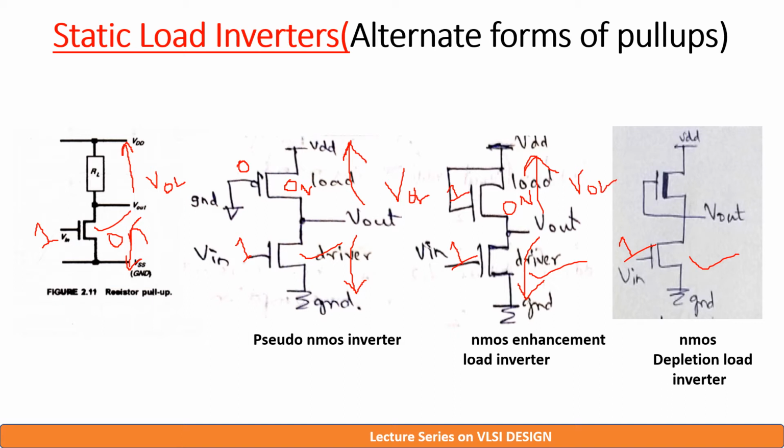Similarly, in fourth circuit, that is NMOS depletion load inverter, pull down is on since Vin is 1. Pull up is always on since it is depletion device. And hence output is pulled towards VDD as well as towards ground. Input is 1, required output is 0, but since both sections are on, the obtained output is VOL.